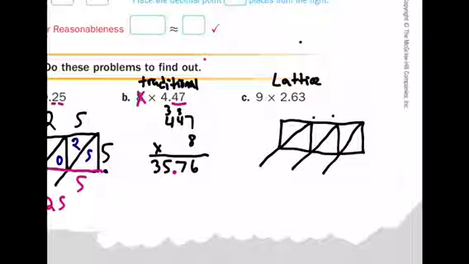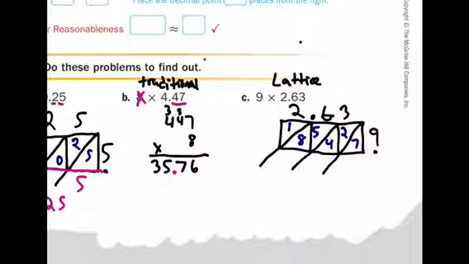Now, C, if you did lattice, this is the one you should be watching. If you did traditional, you can fast forward through this problem. So I'm going to set it up with 2.63 times 9. Remember, the decimal's at the end of the 9. And I'm going to start by getting my digits. So 9 times 3 is 27. 9 times 6 is 54. And 9 times 2 is 18.